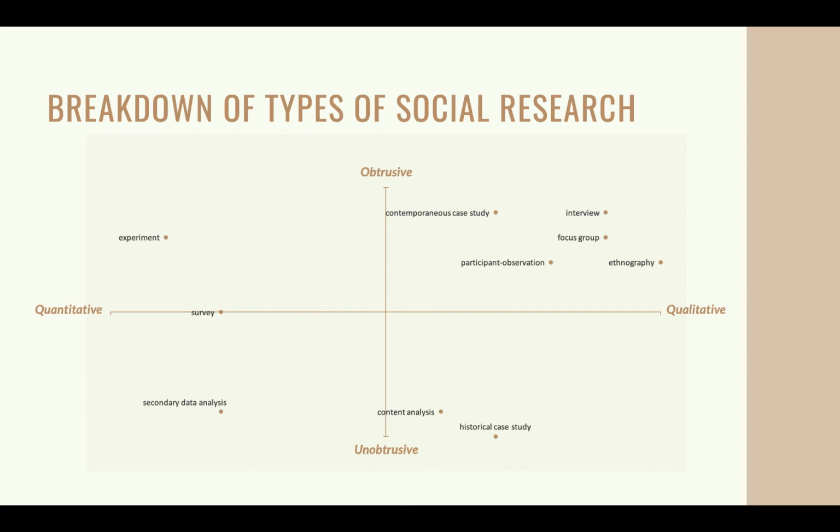We see in this upper right-hand corner or quadrant that current case studies, participant observations, ethnographies, interviews, focus groups are all more obtrusive because they're intrusive into participants' lives, and they tend to lean towards qualitative analysis. And then here we see at the bottom towards the center, content analysis and historical case studies, where it's unobtrusive in that you're really looking at texts, but it can be both quantitative and qualitative in that you're reading texts, you can glean sentiment from those texts, and you can also count up the number of times things are said.